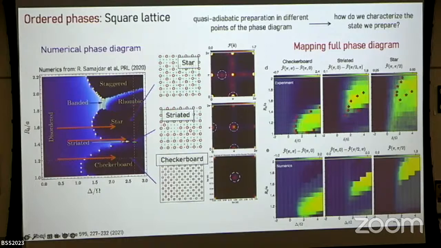I mean, V, the interaction potential. It's approximately very large within the blockade radius and smaller outside, but it's this 1 over r to the 6 potential, right? So it's not. It's much larger than omega. Yes. Okay.